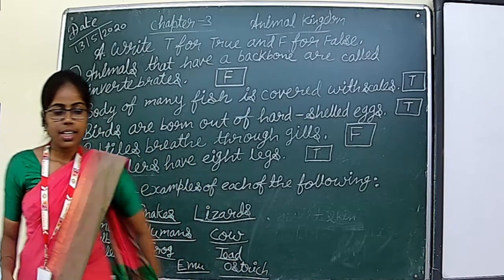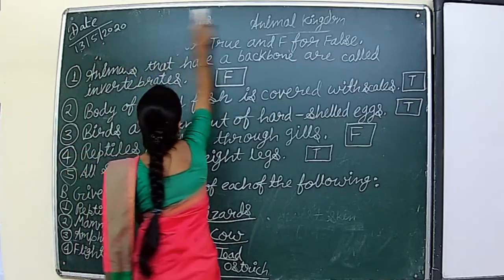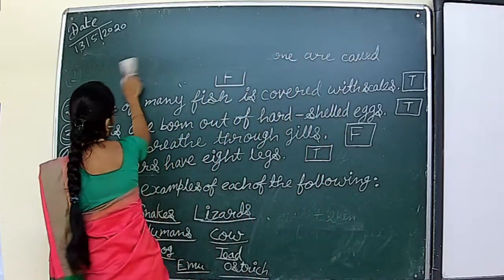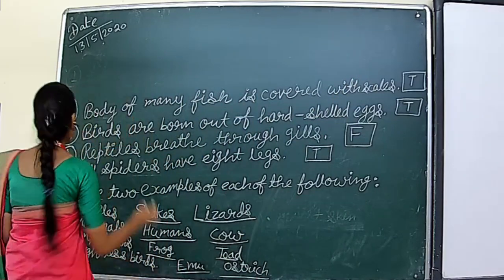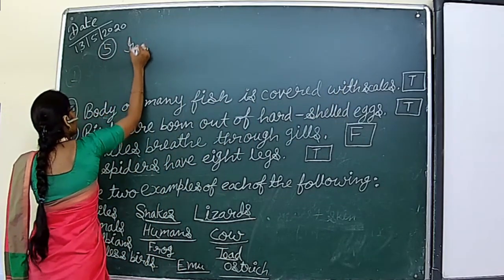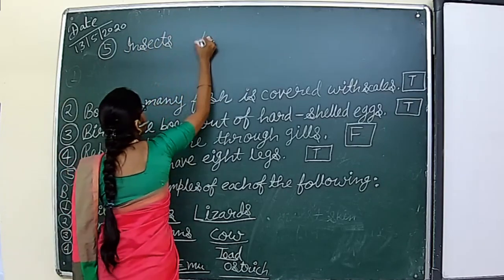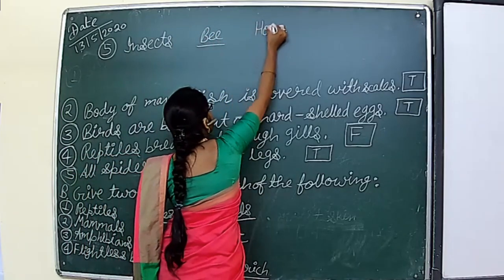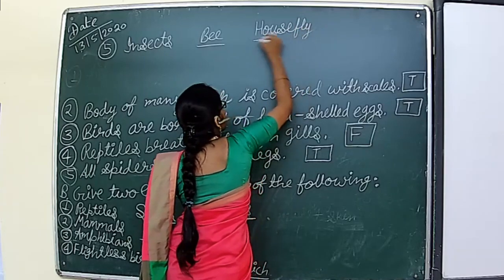Insects. Now I am going to rub the first question of true false. We have to write two examples of insects. Now only we studied about the insects. Bee and housefly. Bee and housefly are two examples of insects.